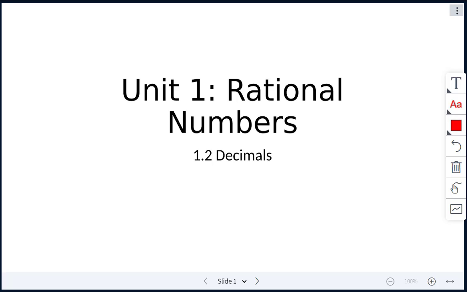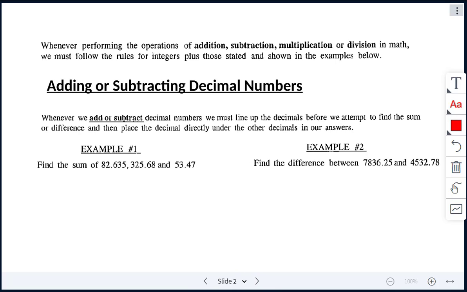All right, today's lesson is 1.2 on decimals. We're still on our first unit, rational numbers. So keep in mind when we are working with decimals, whenever we are performing the operations for addition, subtraction, multiplication, or division, we're still going to follow the rules that we learned in our previous lesson for integers. All right, and then plus the ones we're going to go over today, the rules for decimals. So we'll start with adding or subtracting decimal numbers.